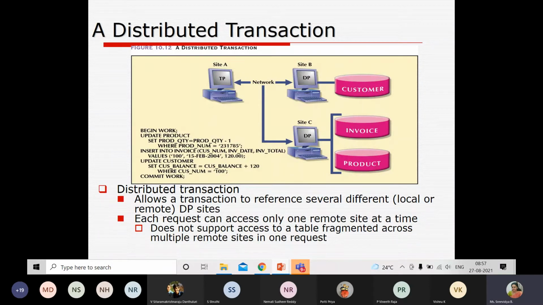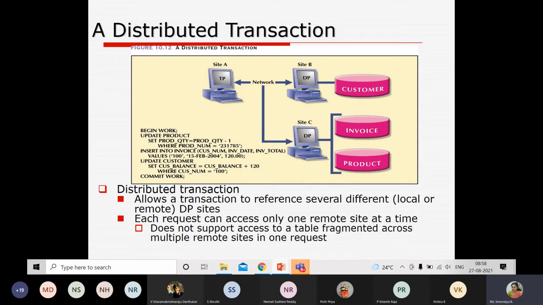That means three different physical machines located in three different locations connected over a network. Site B and site C basically have data processing units and databases associated with them. Site A is a transaction processing unit. This is an example of a proper distributed database. Now your front end application is talking to your transaction processing unit at site A.